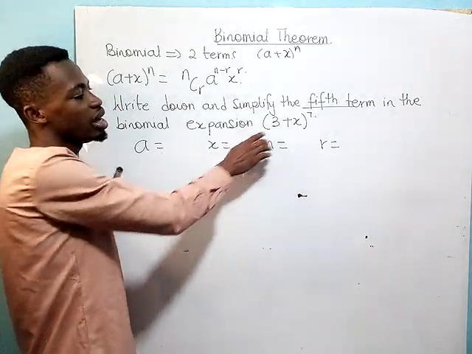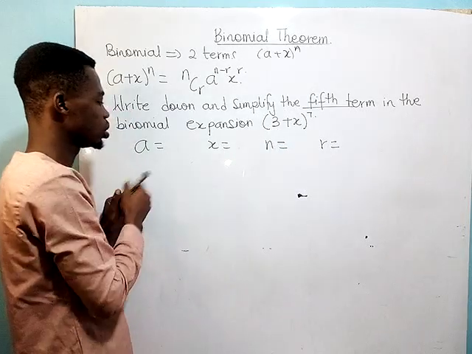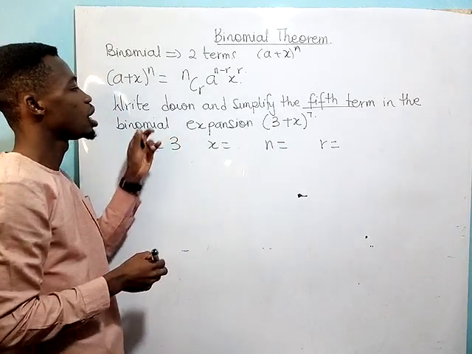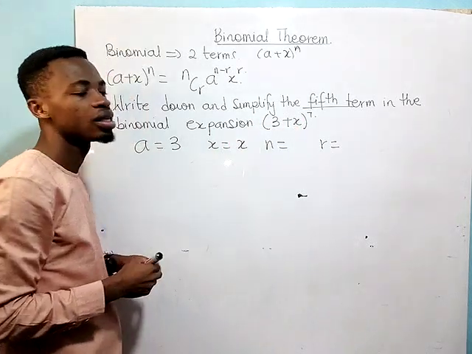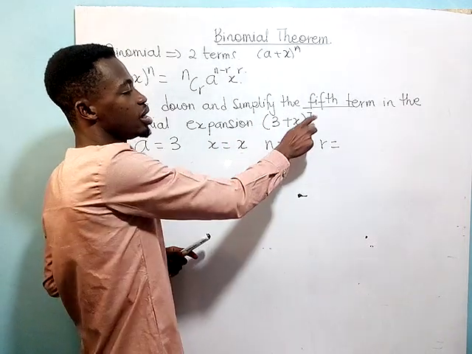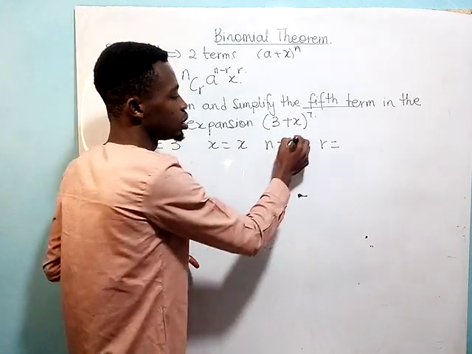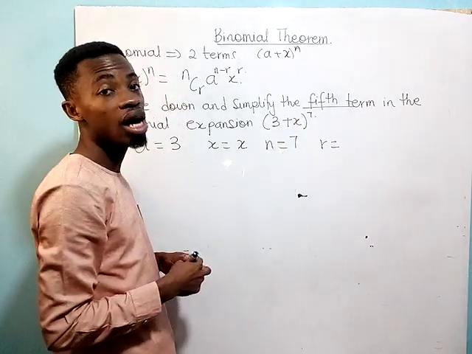Now what is our a? Our a is always the first term here, which is 3. And what is our x? Our x is the second term, which is x. What is our n? Our n is the given exponent, which is 7. And what is our r?